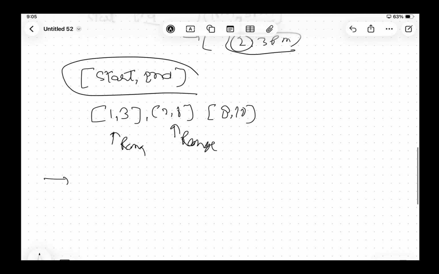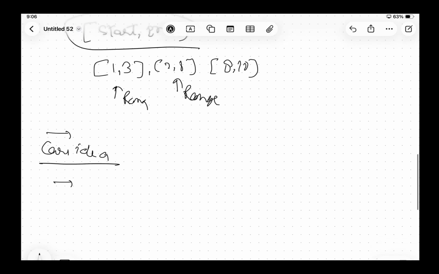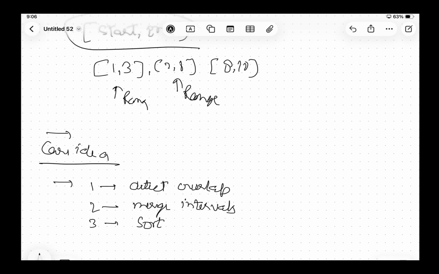Let's understand the core idea behind this. There are mainly three things that we are going to do again and again in any interval problem. First, we have to detect the overlap. Second, we have to merge the intervals. And third is sorting the intervals.